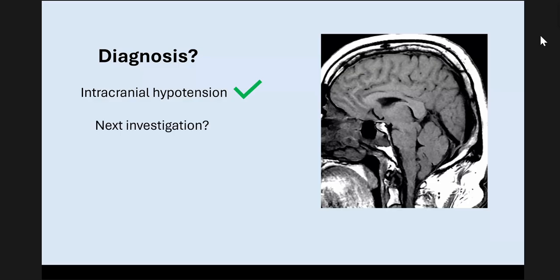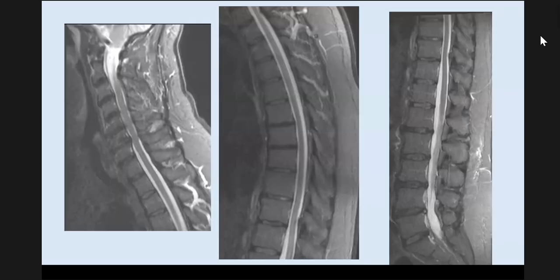Okay, at this stage. Now, just to let you know, this patient has no history of trauma. There is no history of CSF rhinorrhea, no history of CSF otorrhea, and no significant past medical history as such. This is the first time the patient has presented. So next investigation, as some of you have already submitted on the chat box, should be looking at the whole spine.